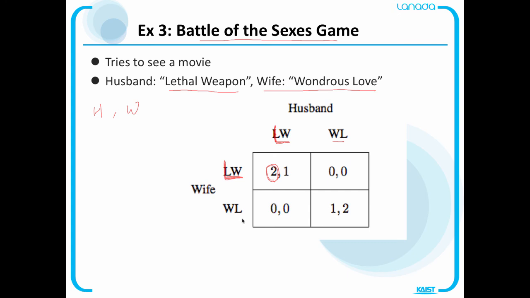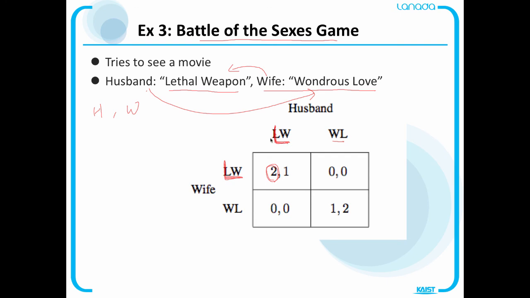Okay, that's interesting. Maybe the wife likes Lethal Weapon and the husband likes Wondrous Love. Alright, according to this picture, whatever it is, okay, so the husband and wife need to choose a movie.